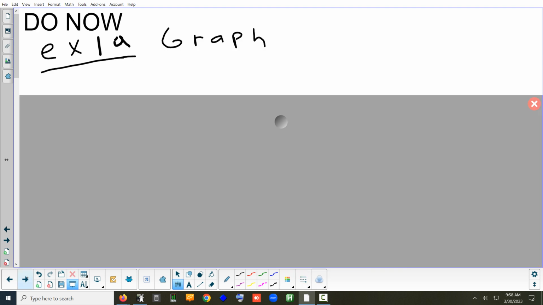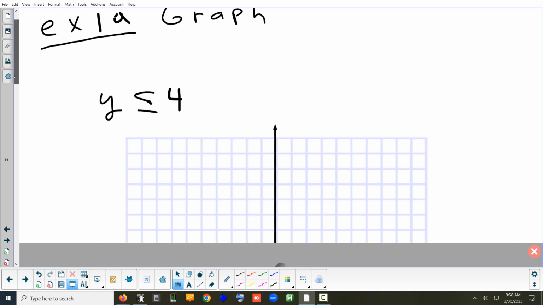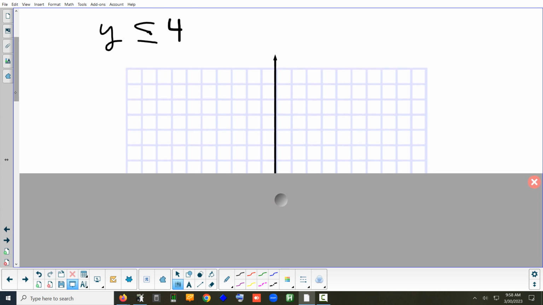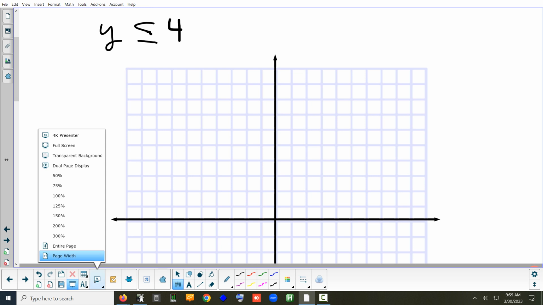All right, let's try some examples. Okay, we'll do this one together, and then I'll let you guys do one on your own, and then we'll do one together, kind of thing. Okay, so first example says y is less than or equal to 4.